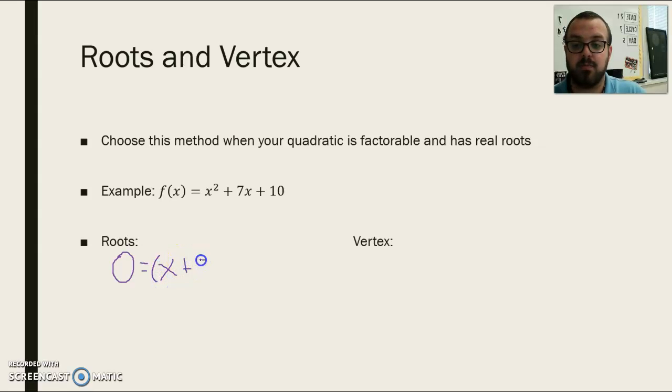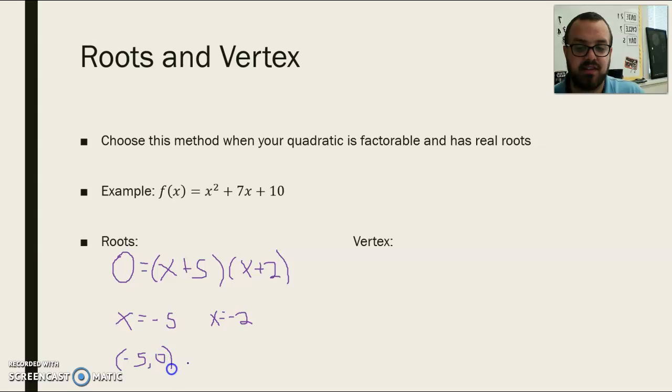So we'll go ahead and do x plus 5 and x plus 2. And so if we solve this, x is going to equal -5 and x is going to equal -2. So I know that my two roots are going to be at (-5, 0) and (-2, 0). Okay, so when I go to make my sketch, those are two of the points that I'm going to call out to somebody to make sure that they see.